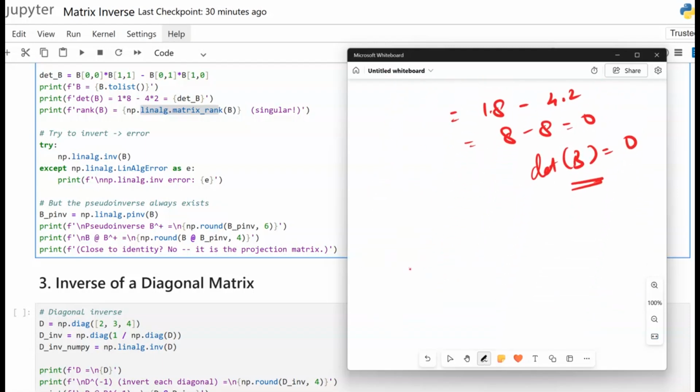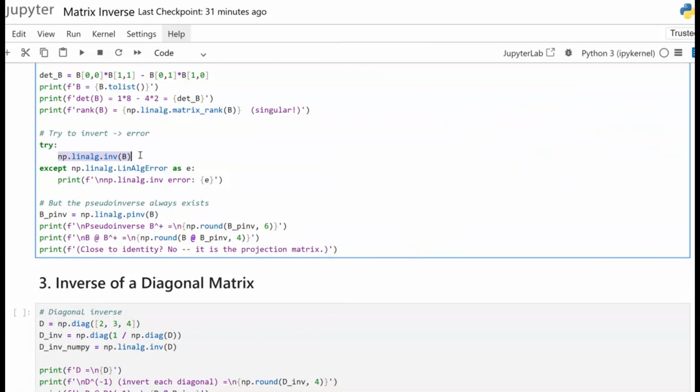The rank here is 1 instead of 2, because the column lies in a one-dimensional subspace. So the transformation collapses the plane onto a line. Now let me just attempt an inversion.